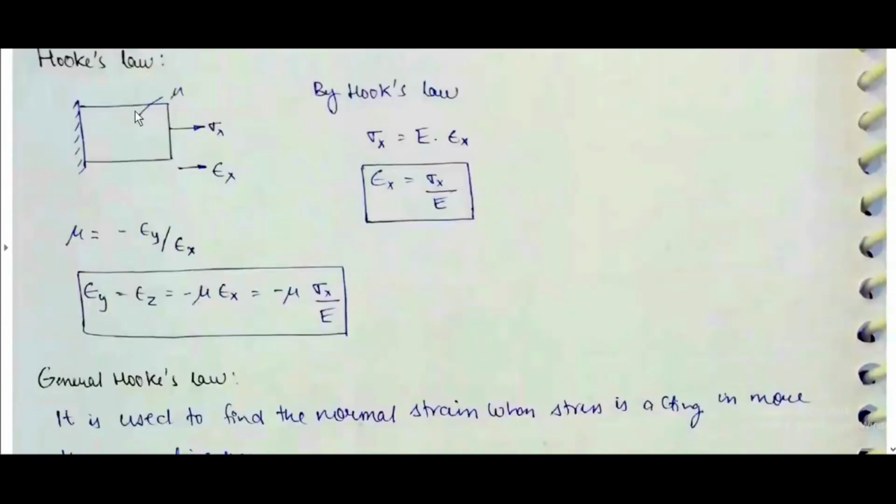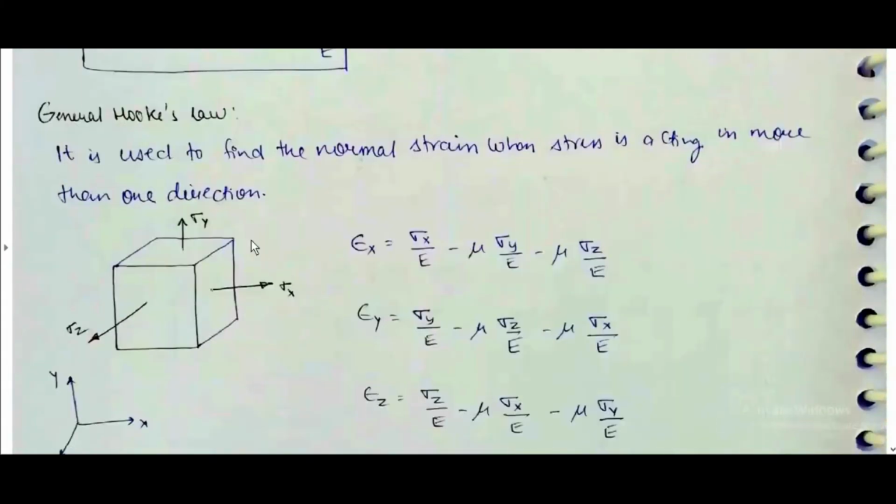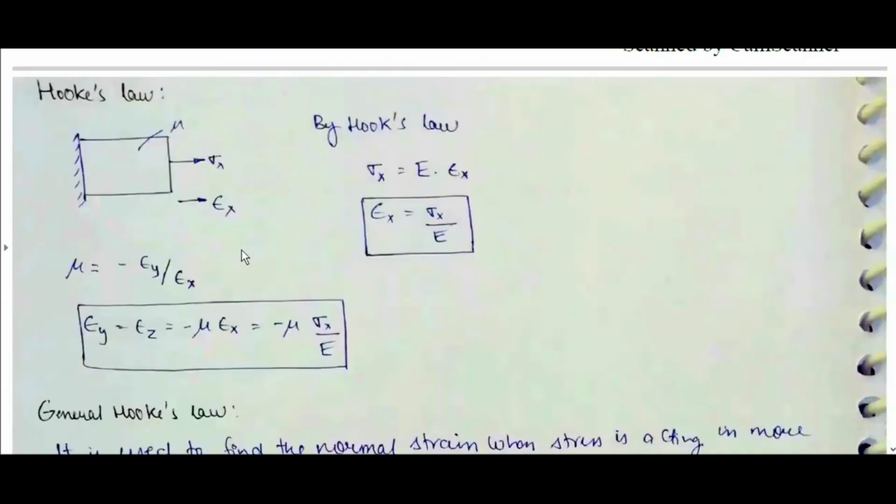Hooke's law. By Hooke's law, sigma x is equal to E into epsilon x, so epsilon x is equal to sigma x by E. Mu is equal to minus epsilon y by epsilon x. Epsilon y is equal to epsilon z is equal to minus mu epsilon x, which is equal to minus mu sigma x by E. This is for 1D, where only sigma x exists.